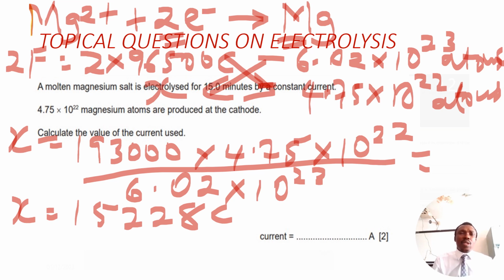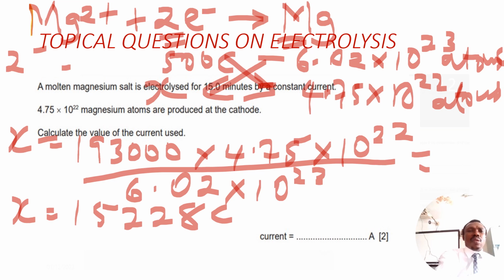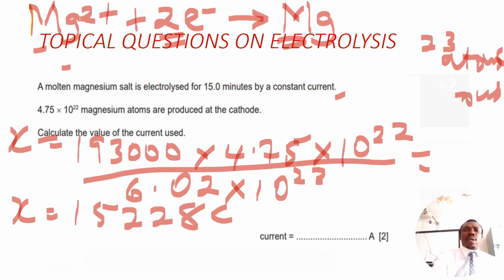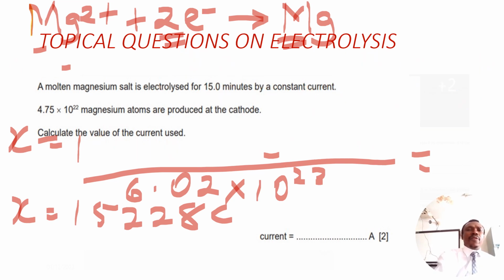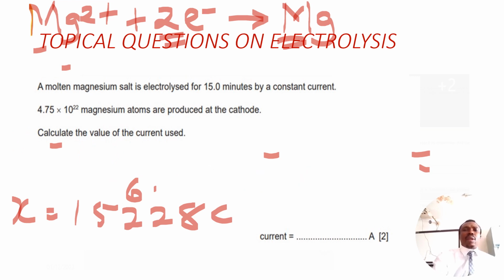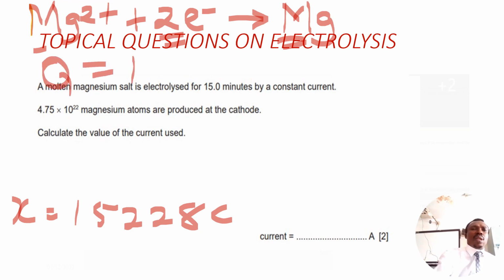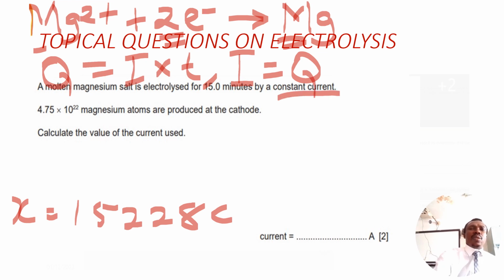So the next thing to do is to calculate the value of the current used. So we have to use the formula. I think I have to erase this so that I will have enough space to carry out my calculation. To calculate the value of current used, you will use the formula. Remember the formula: Q is equal to current times time. Since we are calculating current, current will be equal to the quantity of electricity passed through divided by the time.